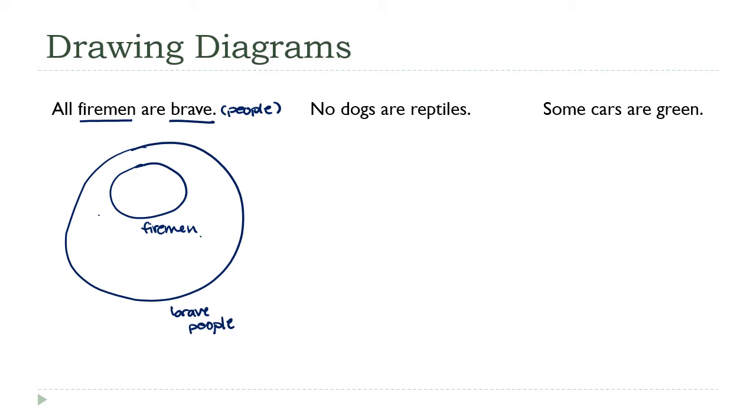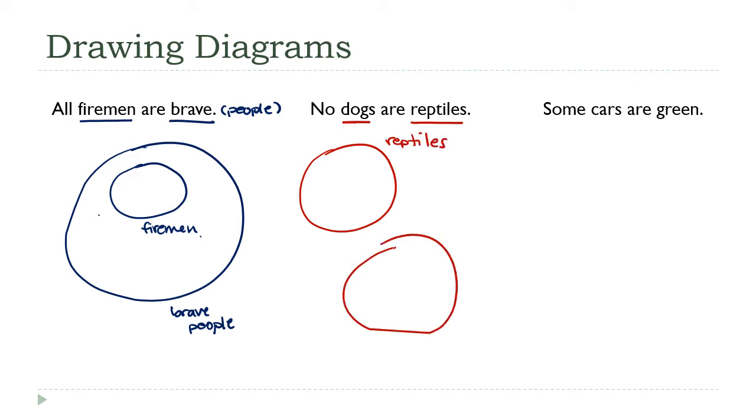All right, now look at this second one. Now I've got two groups here again. This time I have dogs and reptiles. So again, I'm going to have two circles. And the question is, how do they relate to each other? Well, because no dogs are reptiles, that's telling me that there are going to be no dogs in the reptile circle. So I'm going to draw my reptiles circle, and I'm going to draw my dogs circle. And you notice that the two don't overlap. None of the dogs are also in the reptile category.